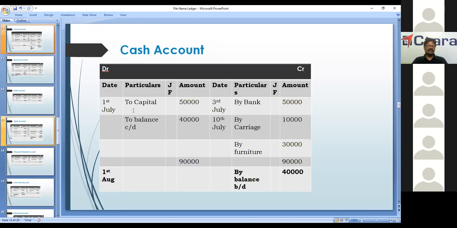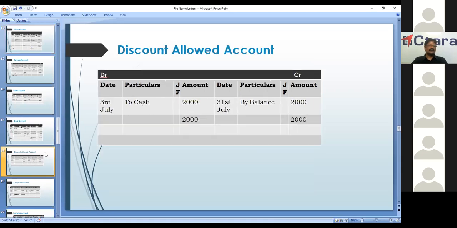Okay, cash account will come later, at the last, because there are many transactions for cash account. Okay.